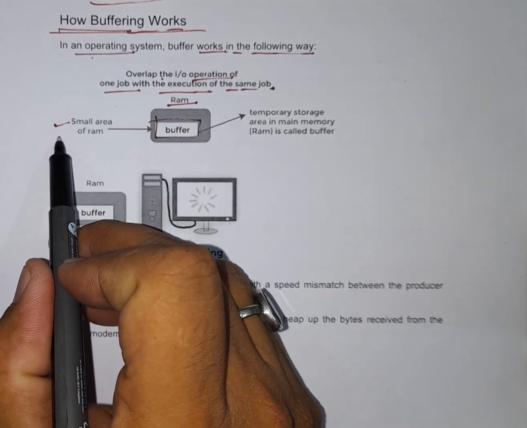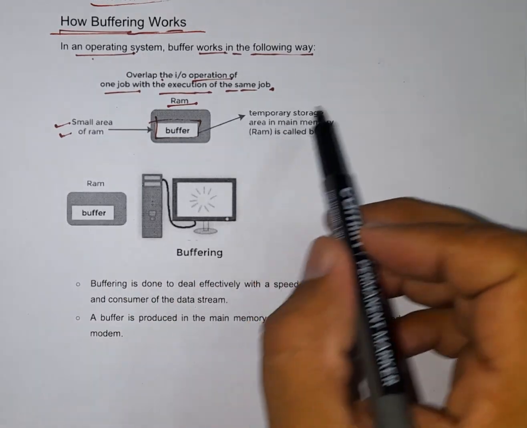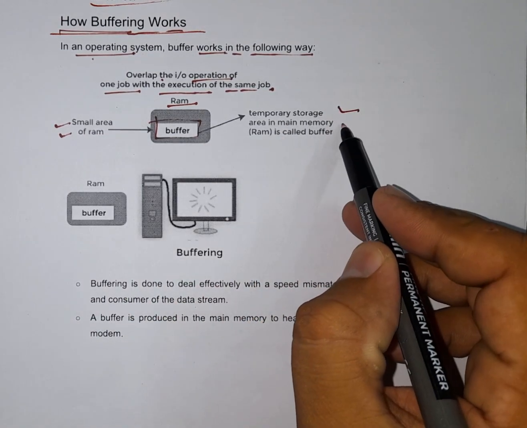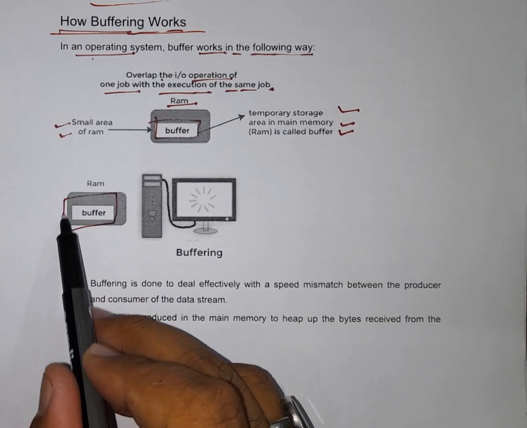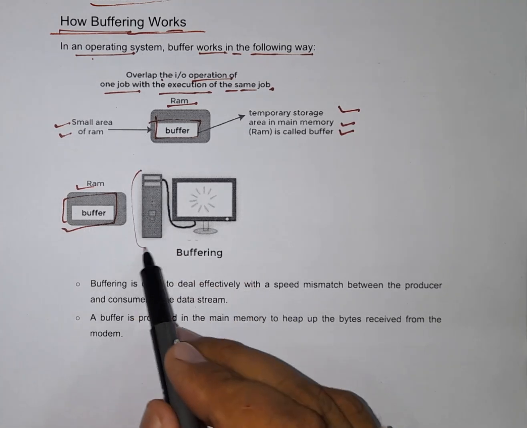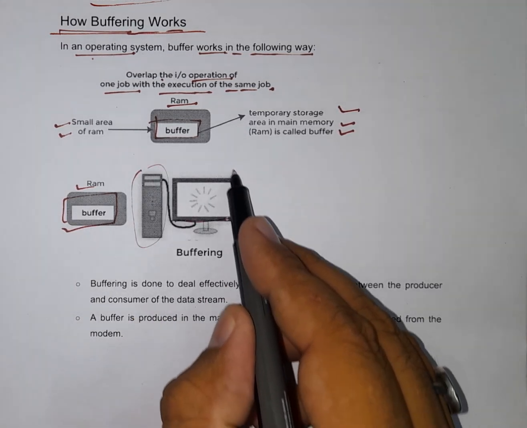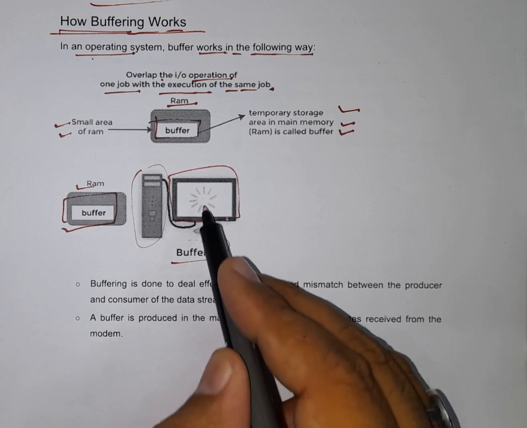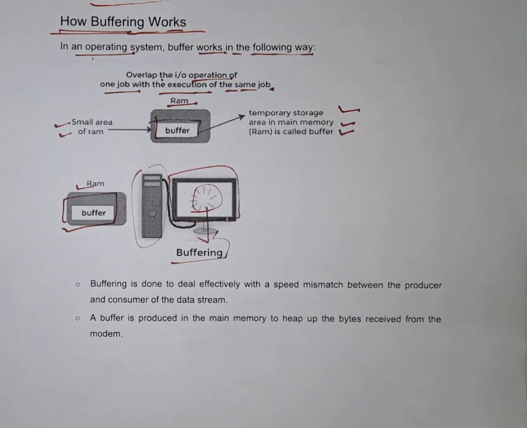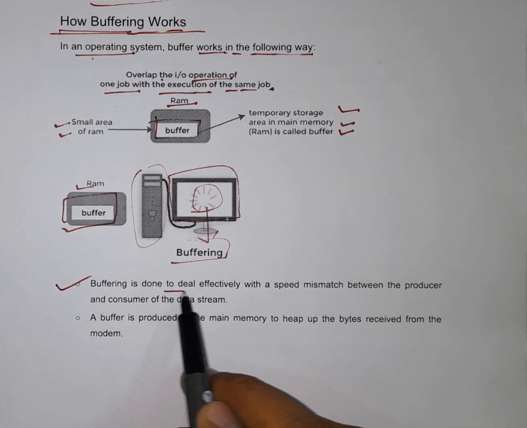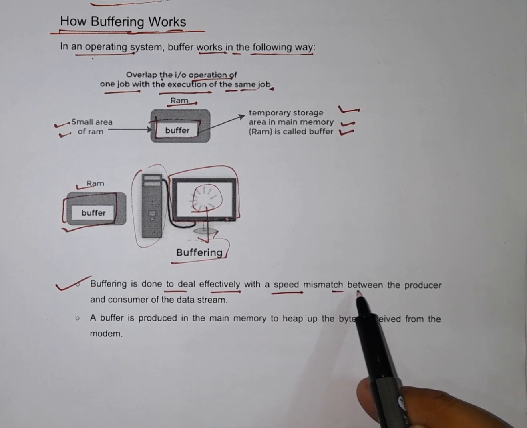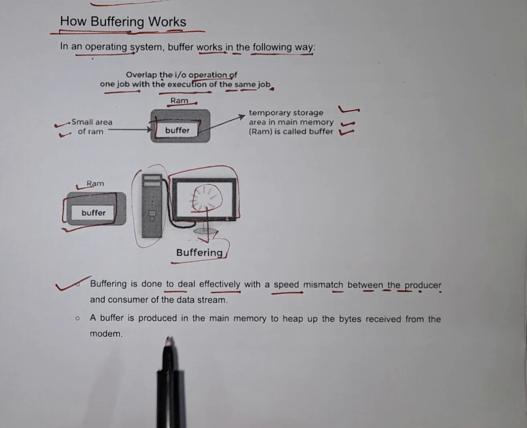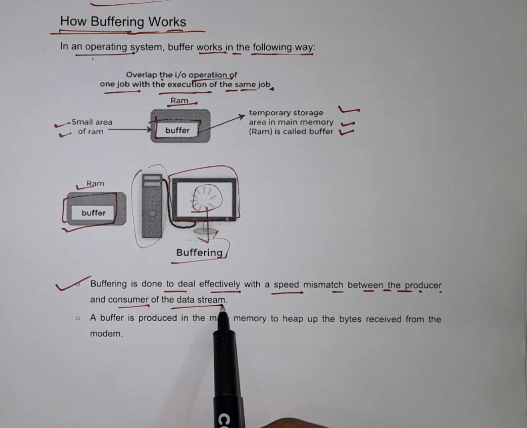This is the small area of RAM. This is the temporary storage area in main memory. RAM is called buffer. This is the buffer, temporary RAM. This is the CPU and this is the LED monitor, and this process is the buffering process. So buffering is done to deal effectively with a speed mismatch between the producer and consumer of the data stream.